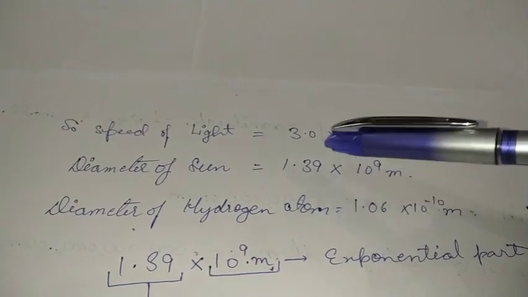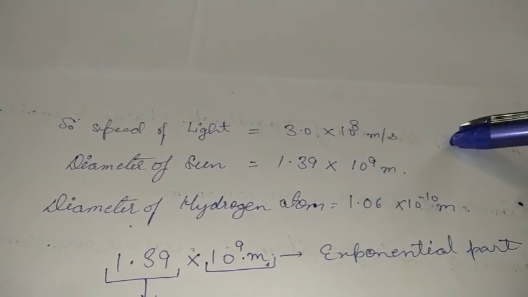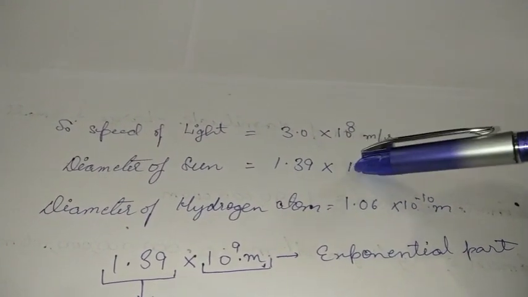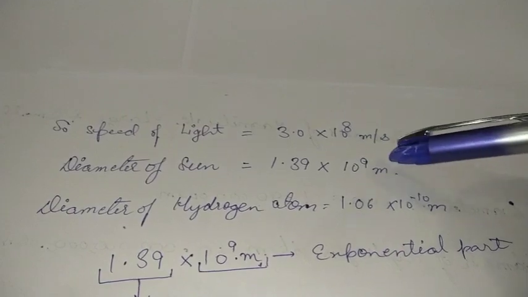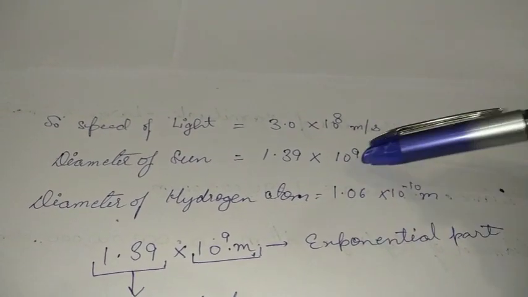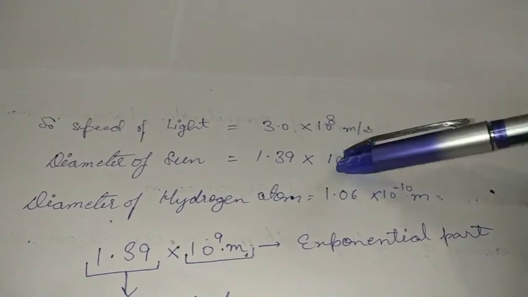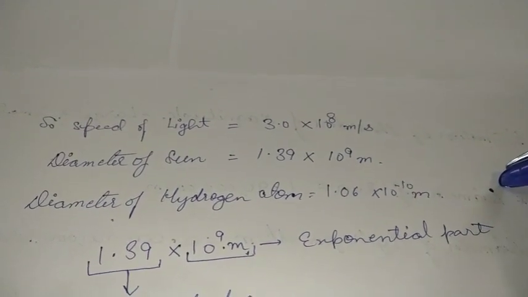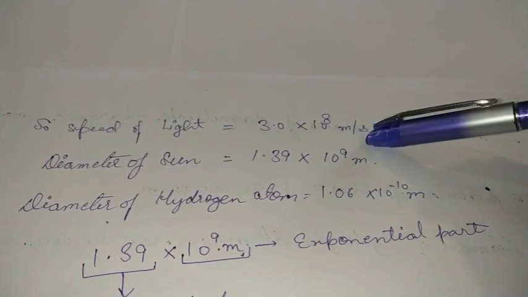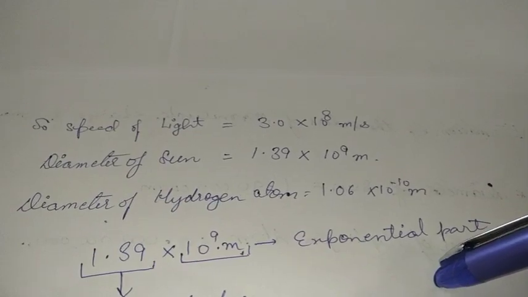Similarly, the diameter of the sun you can easily remember: that will be 1.39 into 10 to the power 9 meter. Similarly, you can make the changes and represent this in kilometer form also. We will just simply remove 3 zeros, divide by 1000, and that will become the kilometer form. So we can do all these changes quickly, but representing such a large value as we previously saw is a bit problematic.